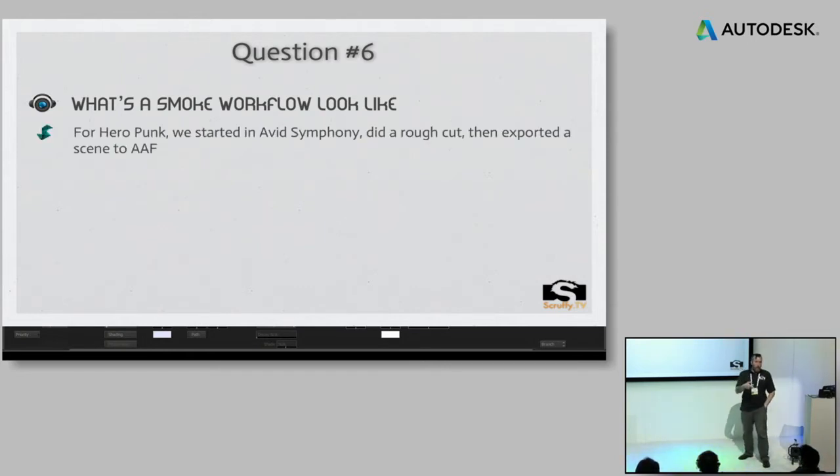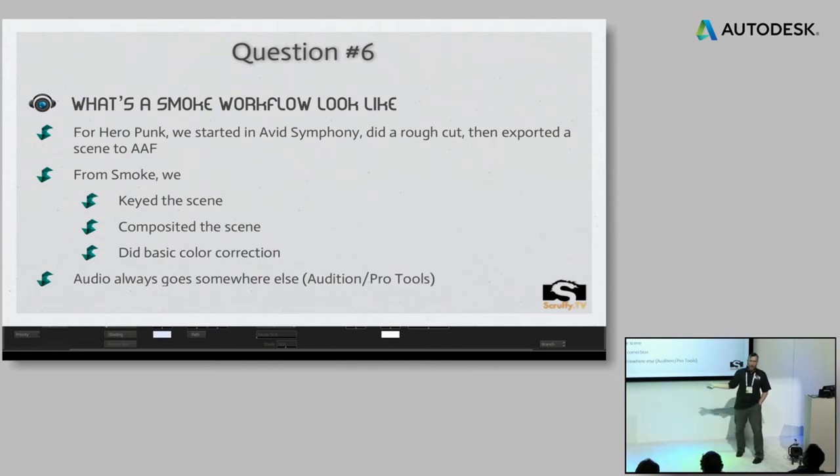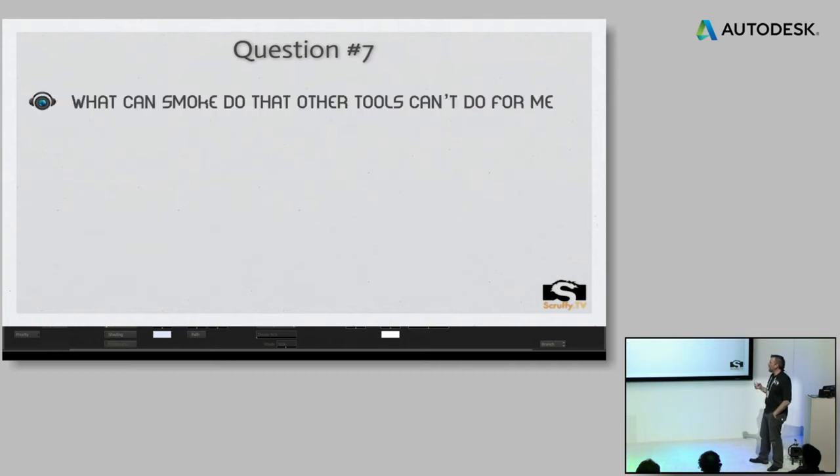Well, for Hero Punk, which is this dystopian cyberpunk superhero film that we shot, we started in Avid Symphony, and then we did a rough cut and exported a scene to AAF. We pulled that AAF into Smoke. We keyed it, we comped it, we did basic color correction, and then we put audio in a grown-up tool that does audio. Smoke does a lot of great audio. Obviously, you don't want to edit audio in your NLE. You guys are grown-ups, professionals. You don't do that. So what's question 7?